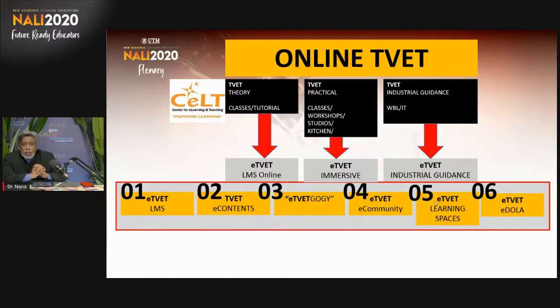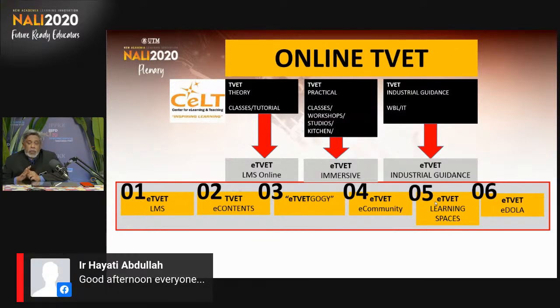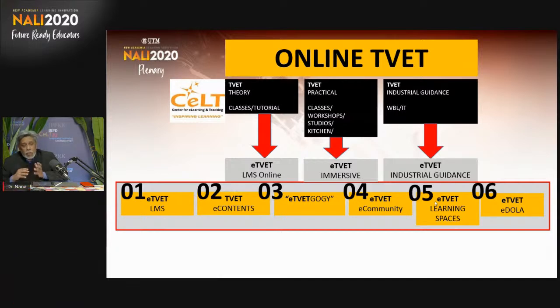So we have TVET online LMS. Under practical, we are concentrating on TVET immersive learning, and under TVET industrial guidance, we have industrial guidance. Three big chunks of scope of work that we are concentrating on. And today for our presentation, I would like to share the six elements that we consider our main components of online TVET. The first, of course, is eTVET LMS, followed by eTVET eContents, and we have our eTVET Goggy, or there's no better word for it, right? So I'm just using that word. And then eTVET eCommunity, eTVET Learning Spaces, and finally eTVET eDollar. We'll be going through one by one to see how everything is connected and what it means within our scope of the TVET world in JPPKK, right?